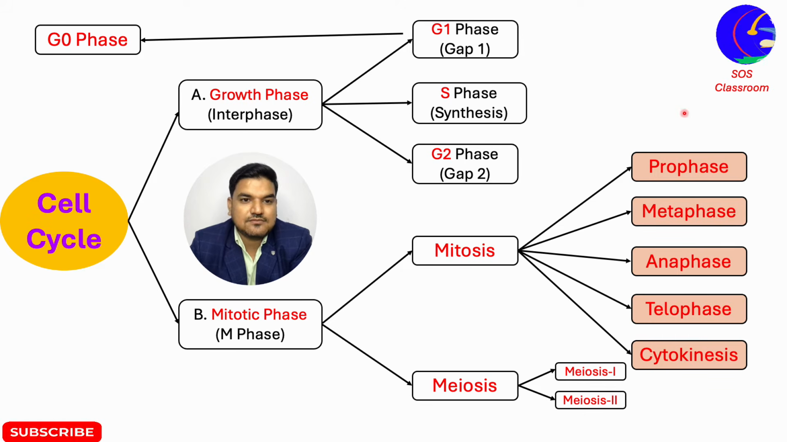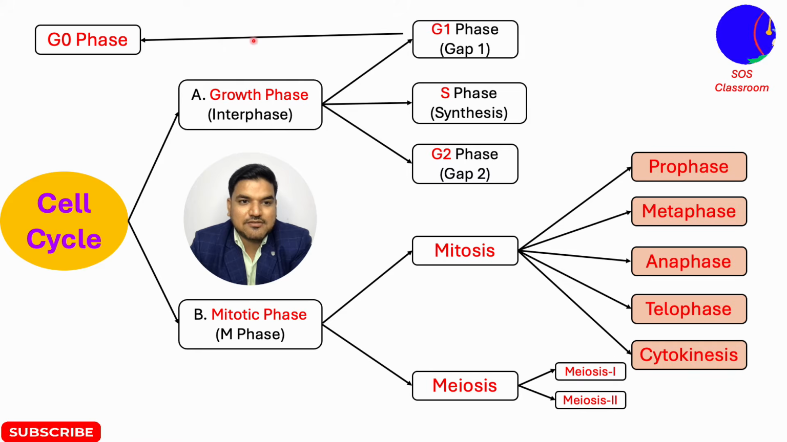For example, some eye lens cells and neurons or nerve cells inside the body cannot grow or divide. This is why eye lens and nerve cells have a G0 phase, which means they cannot divide from one cell to another. So these are the graphical presentations.